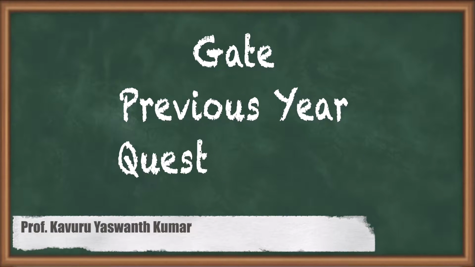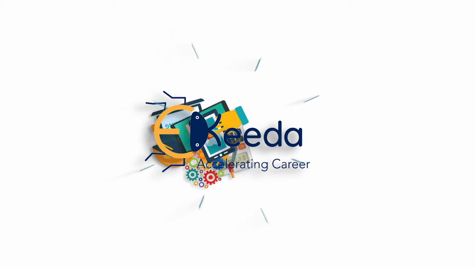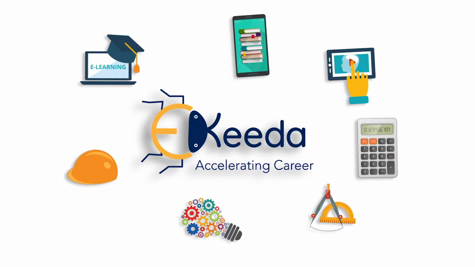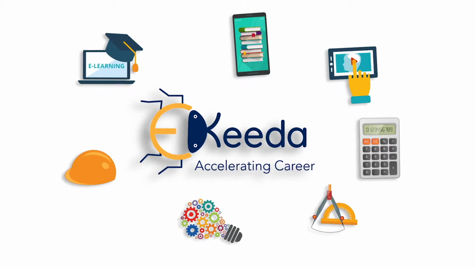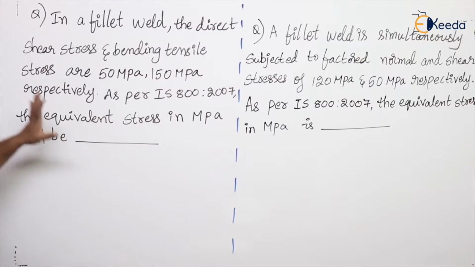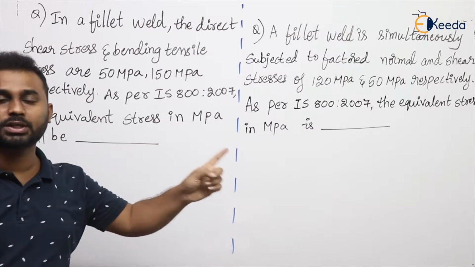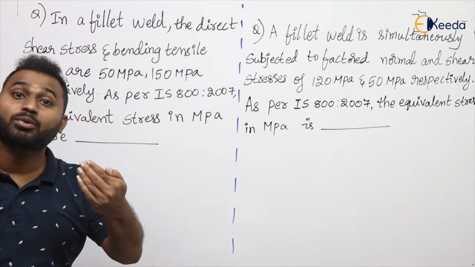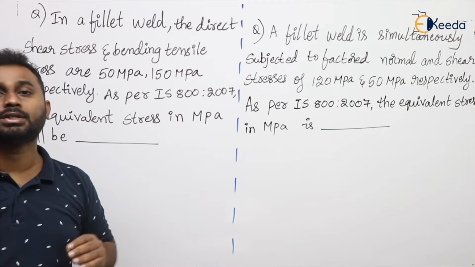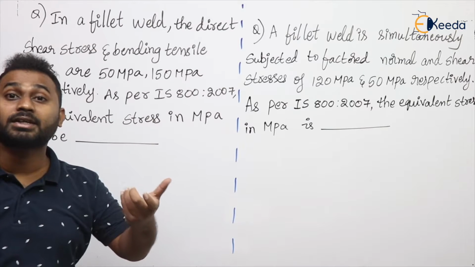Hello everyone, in this video we are going to discuss the 2018 GATE question on out of plane eccentric welded connection. Go through these two questions. Basically these two questions are on one concept only, the same concept, that is type 2 eccentric welded connection, meaning out of plane eccentric loading.